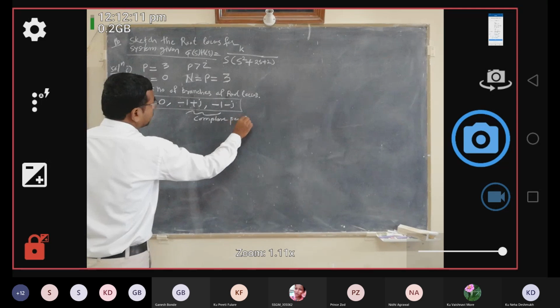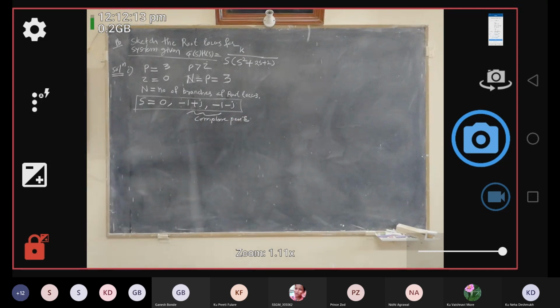So here in this problem, we are going to sketch the root locus consisting of a complex pair of poles. So this will be our step number 1. Then later on, what will be the next step?